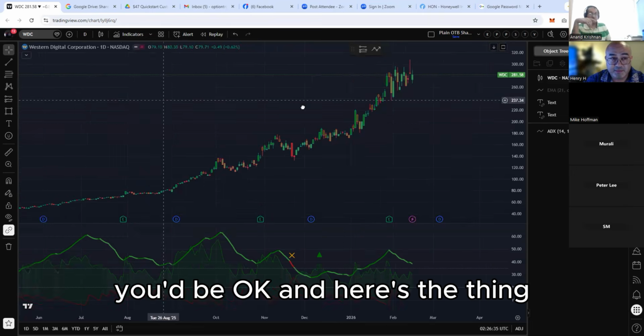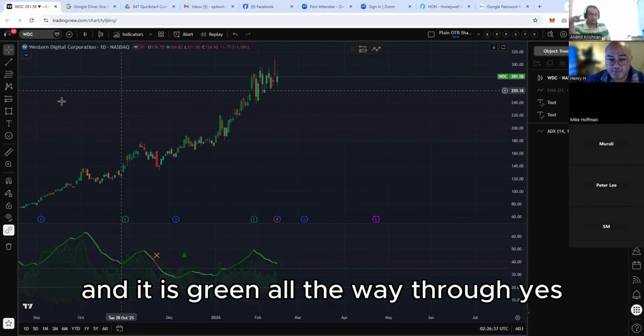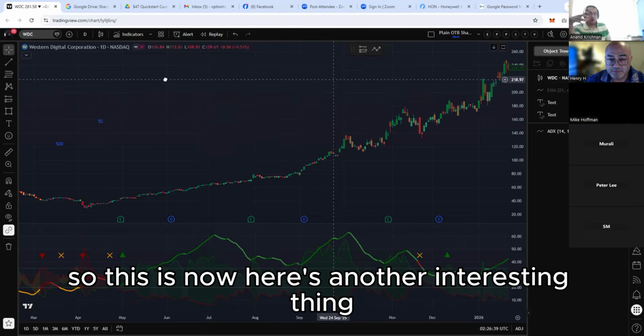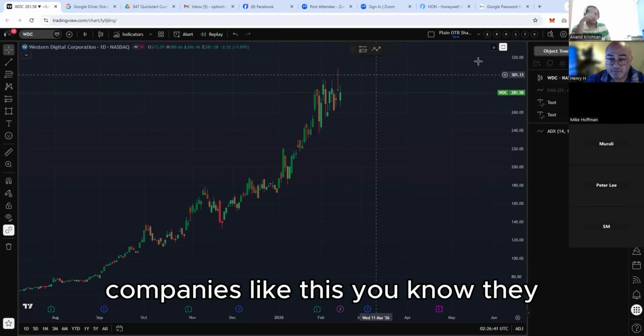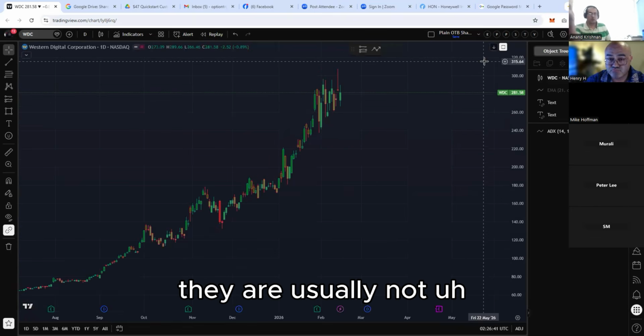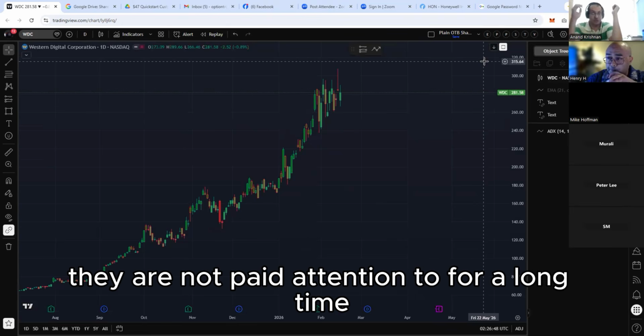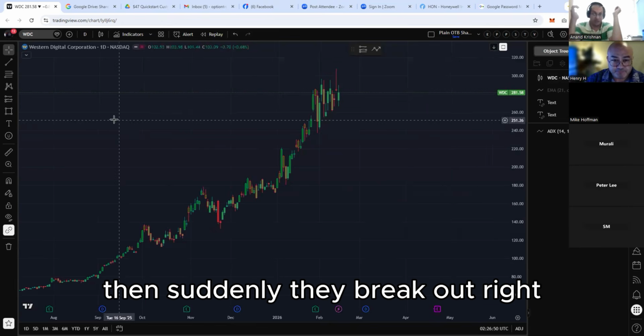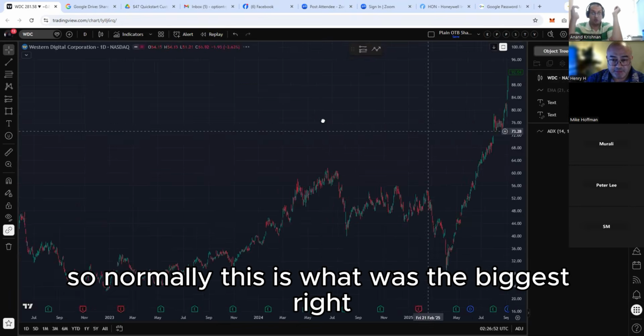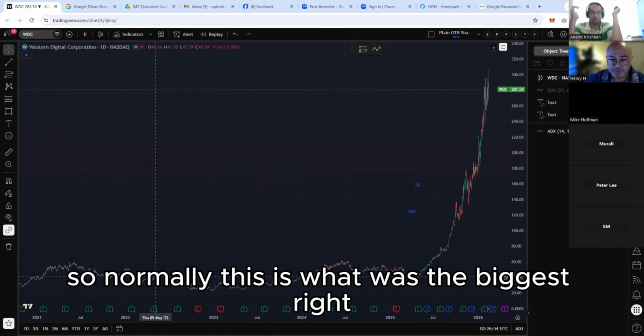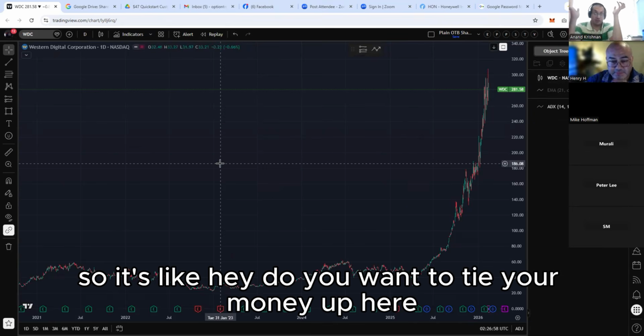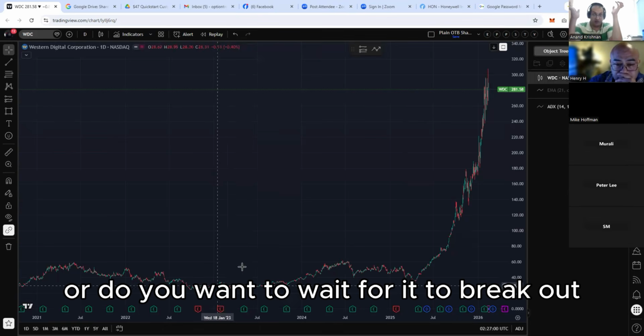And here's the thing, ADX is green all the way through. Now, this is another very interesting thing. Companies like this are usually not paid attention to for a long time. Then suddenly they break out. So normally this is what Western Digital trades at. So it's like, hey, do you want to tie your money up here, or do you want to wait for it to break out?